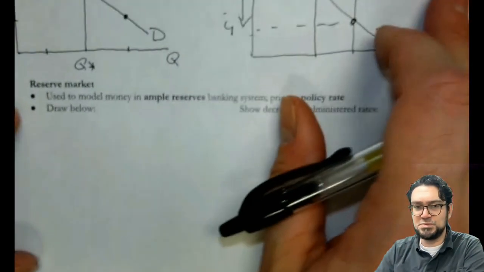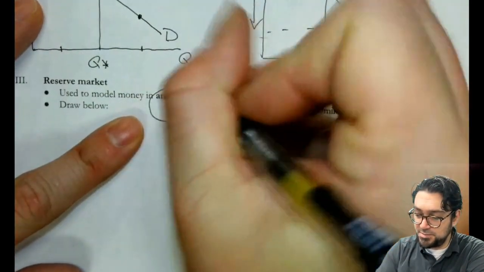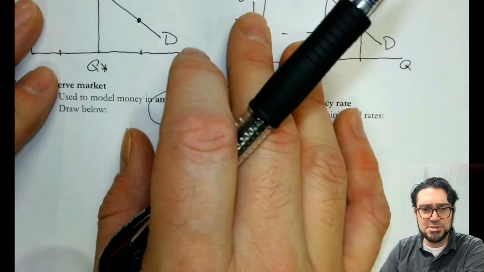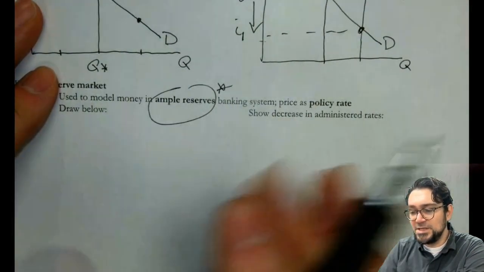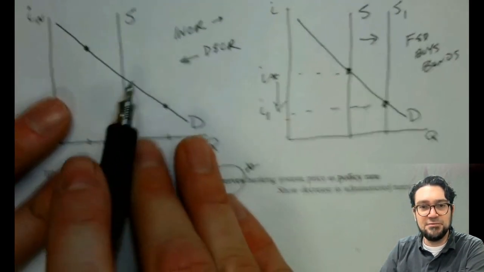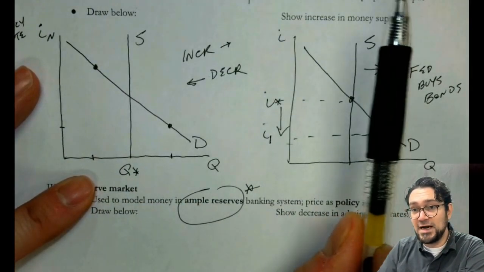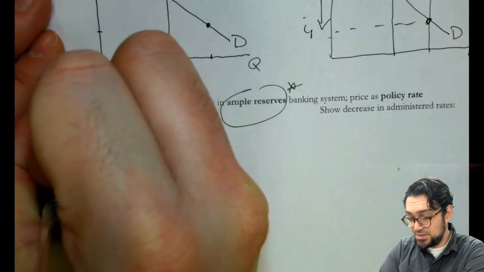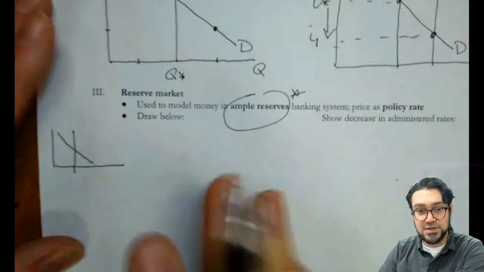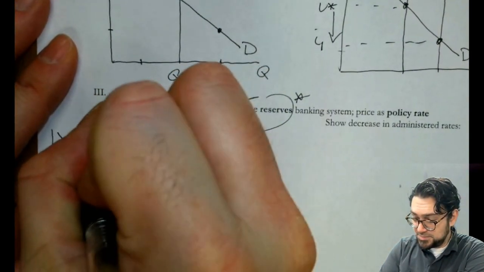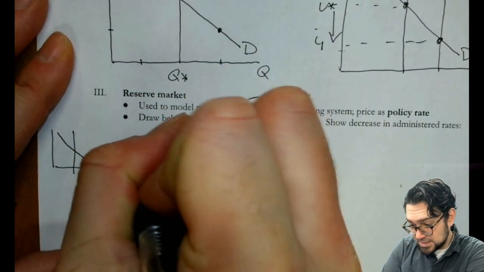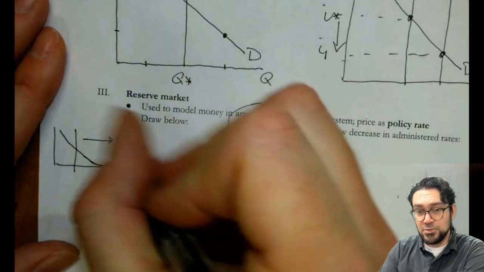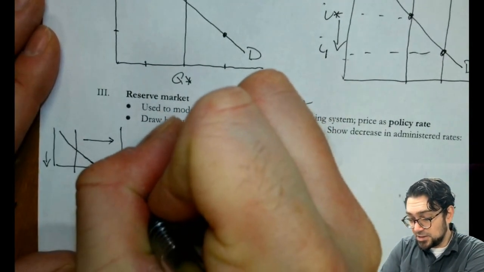Now let's take a look at this reserves market. The reserves market is used when we're talking about a banking system with ample reserves. It's basically the same concepts as what we just talked about with the money supply, but a little bit different. Imagine if we had a demand curve like that and a supply curve like that, but the demand curve just keeps on going that way. And imagine if we push the money supply way over to here. Well, what would happen? Interest rates would go all the way to 0, basically.